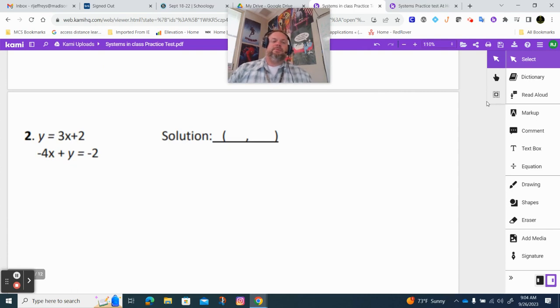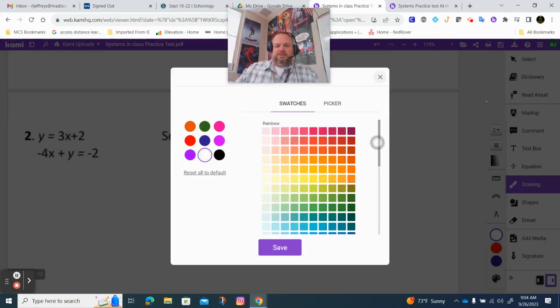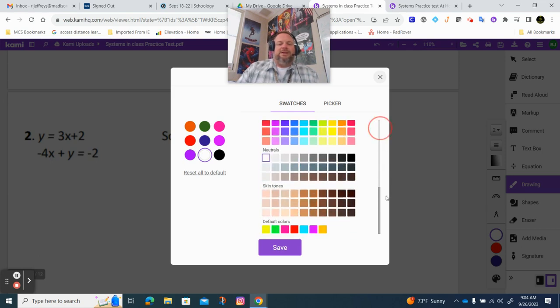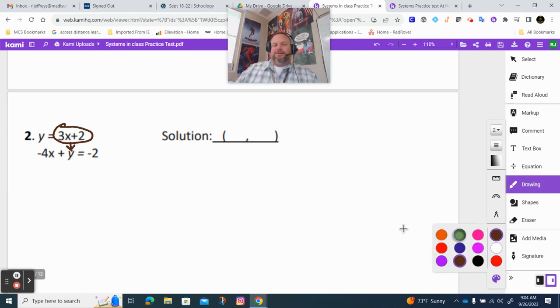Number 2. Let's get a good color for this one. We got it. It's number 2. So we're going to take this and plug it in here. Oh, my bad. What method would you use? Yeah, substitution, because we have a y equals.